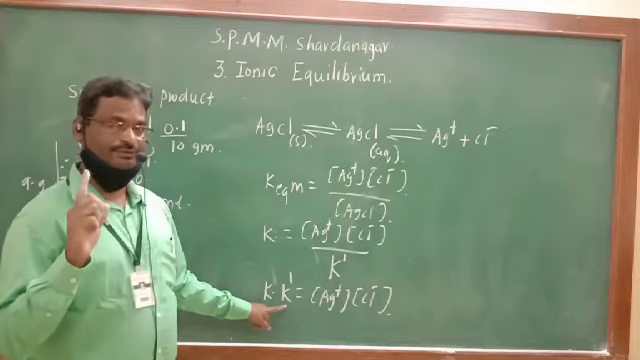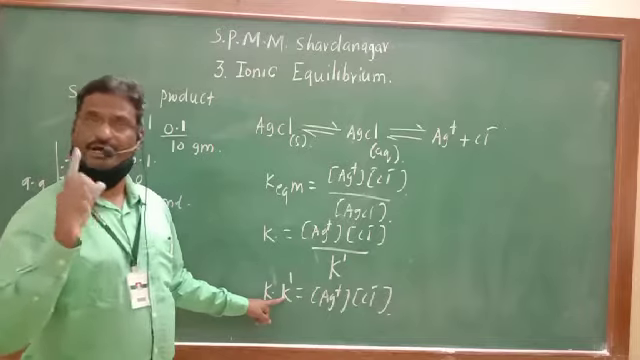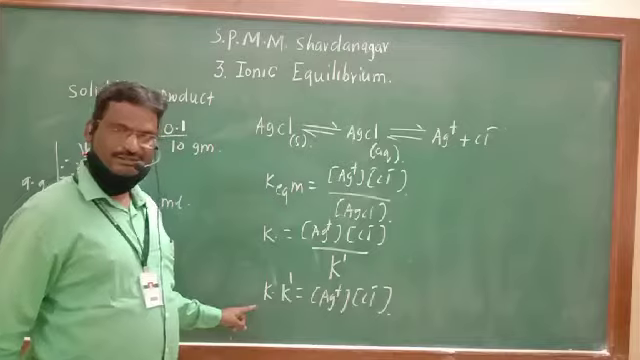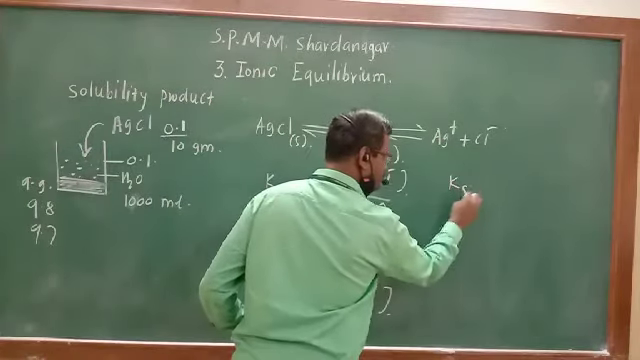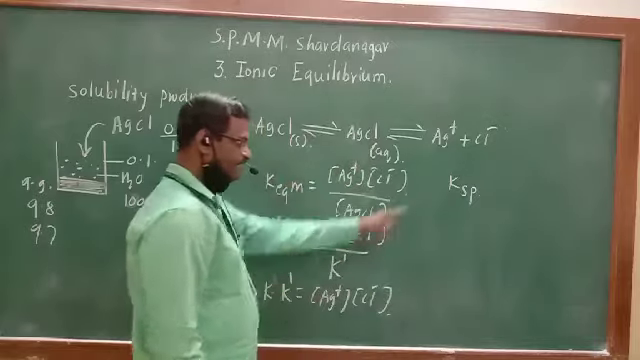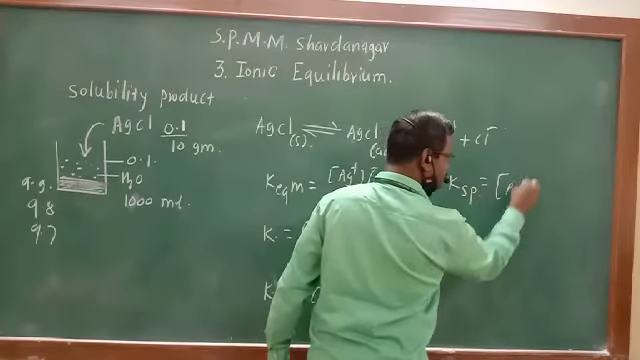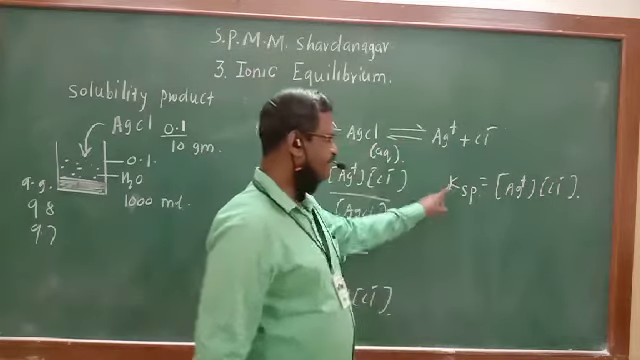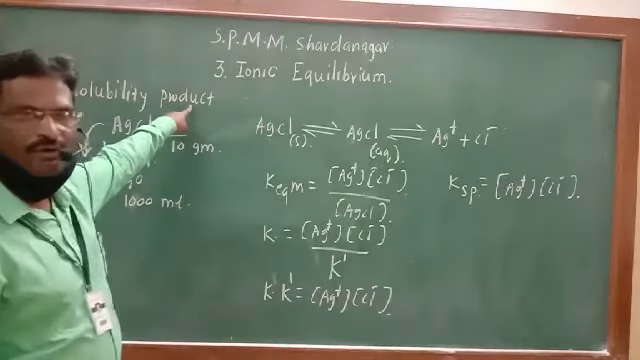Always 6. 2 into 3, neither less than 6 nor more than 6. Always it is constant, always 6. These are constants, and the product of constants is always constant. That is known as Ksp. So Ksp will be equal to concentration of Ag plus into concentration of Cl minus. This Ksp is known as solubility product constant.